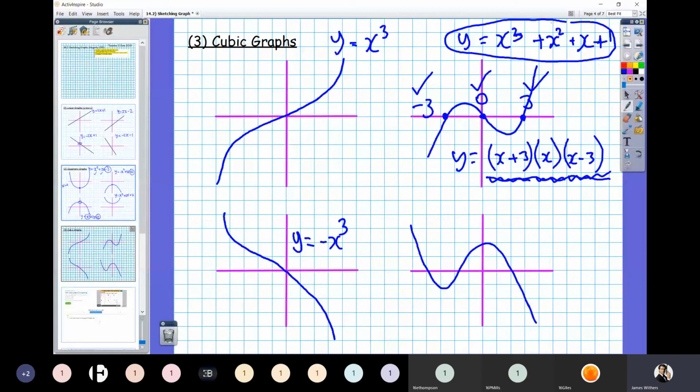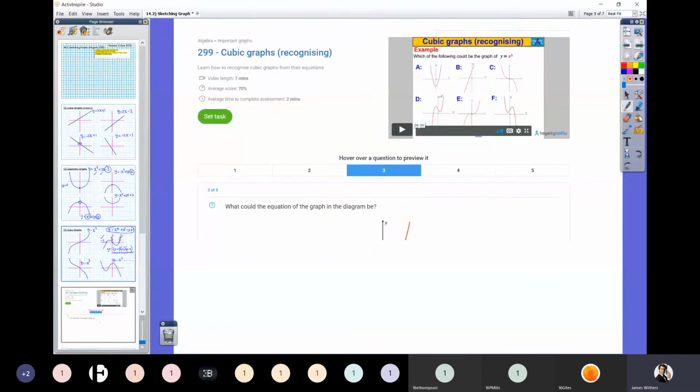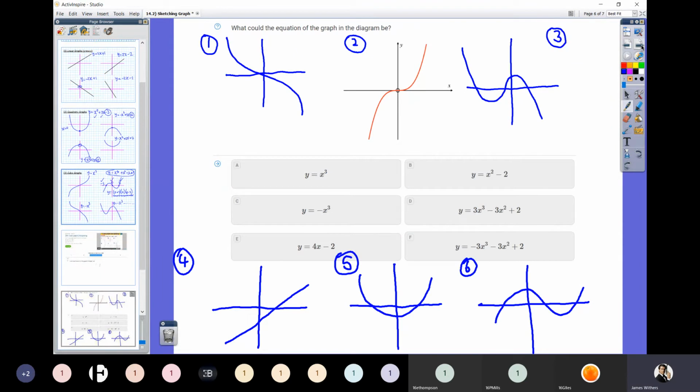And then finally, again, don't want to spend too much time on this one, but that bottom one would be y equals minus x cubed, and then some more terms after it. Okay, so what I want you to do today is exercise 299, please, Hegarty 299. And all the questions are really asking you to do is say what the equation of the graph in the diagram could be. So what Hegarty is actually asking you to do is just say, okay, I can see that that one was one of those.